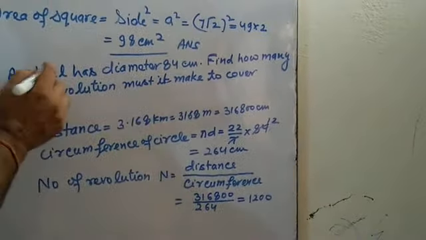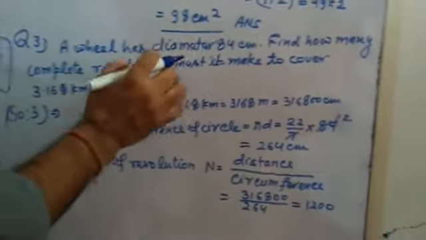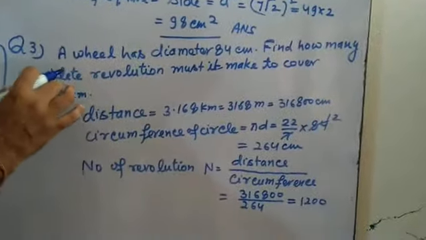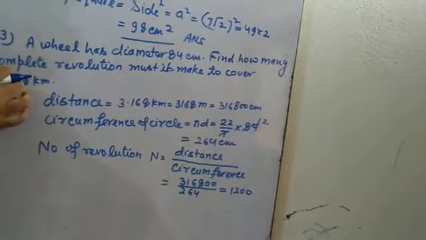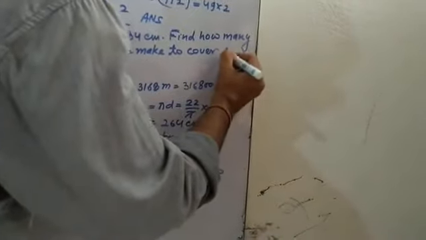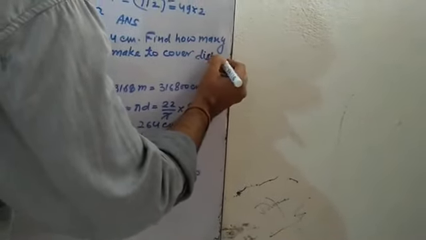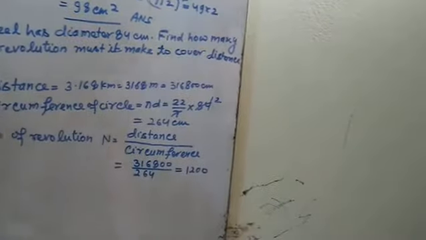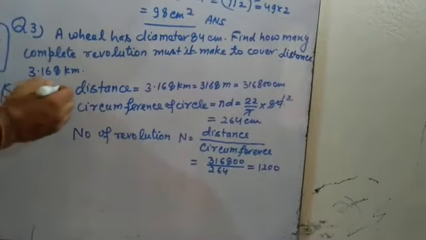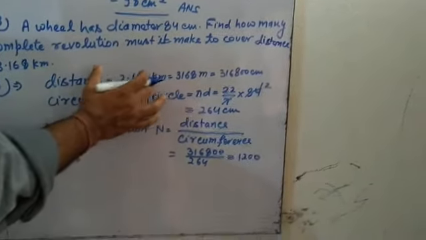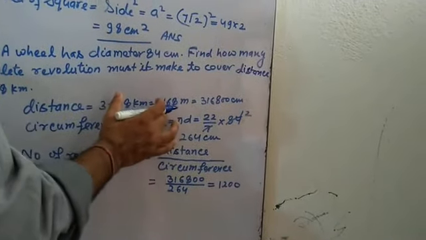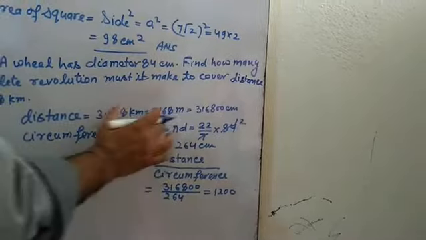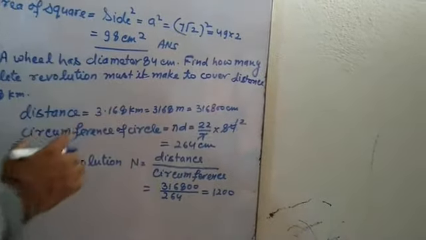Third, a wheel has diameter 84 centimeter. Find how many complete revolutions it must make to cover a distance of 3.168 kilometer. Solution: distance is given in kilometer, 3.168 kilometer. Convert into meter, multiplied by 1000, 3168 meter. Now convert this into centimeter.